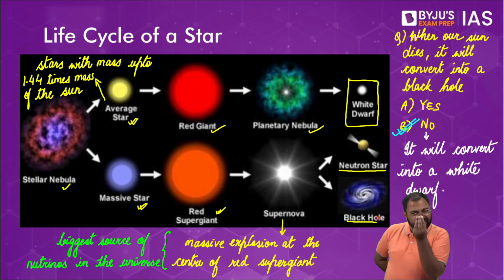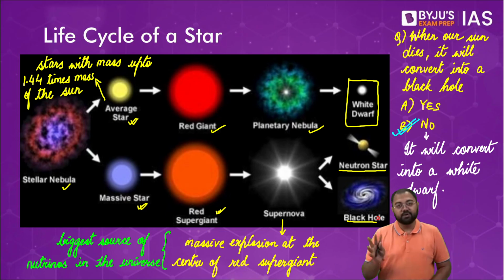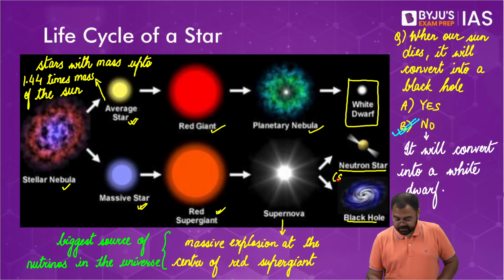Neutron stars are very small stars. All right, the smallest stars, you can say. Neutron stars, basically, these are the smallest stars.